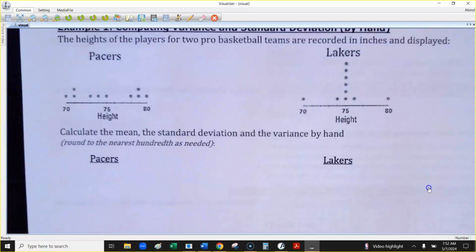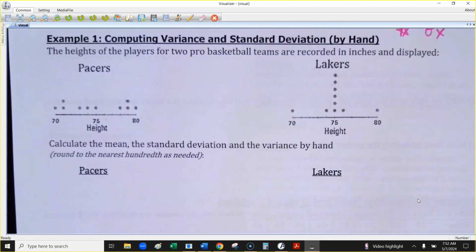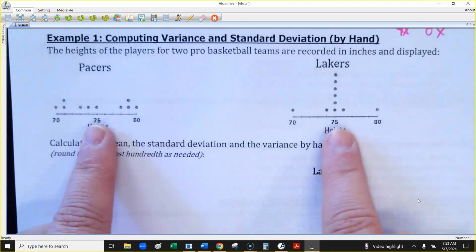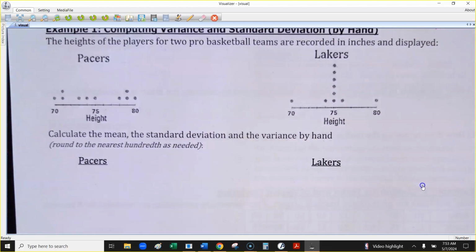All right, so here's what I have here. I have two lovely data sets, and they are heights of people on two different basketball teams. There are 10 people on each team, and we are going to calculate the standard deviation and variance. So before we start, let me just have you look. Remember I said the value that's going to have the larger standard deviation, the data is going to be more spread out. So which one of these two teams do you think is going to have a bigger standard deviation? The Pacers, because they're more spread out. Can you guys kind of see that? So we're just going to work through this, and I'm going to show you how to calculate these.